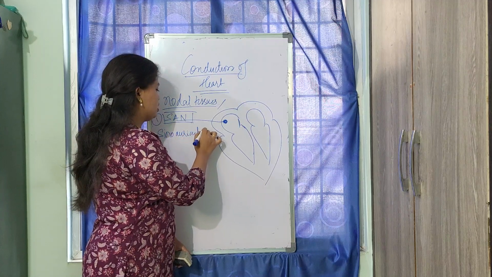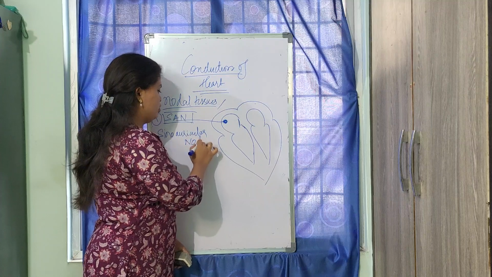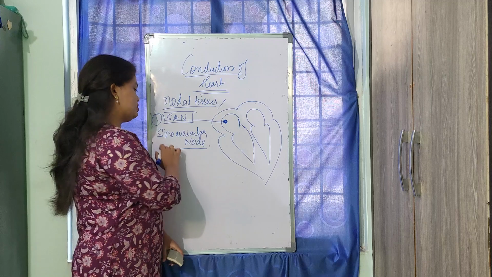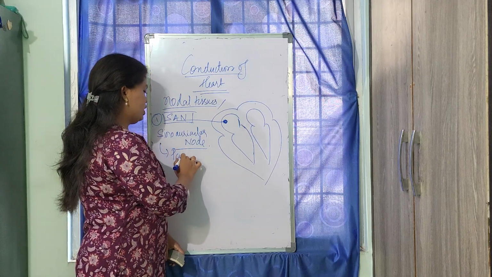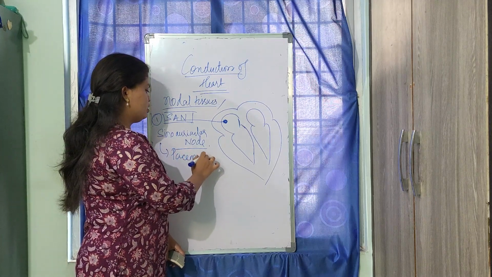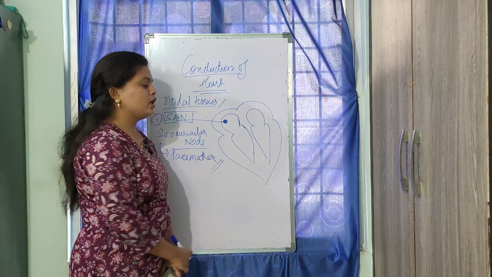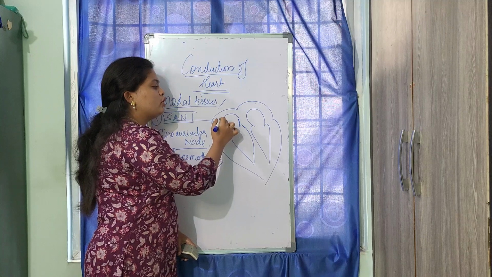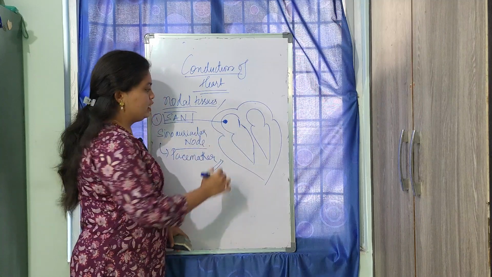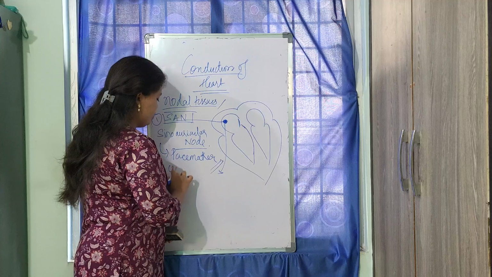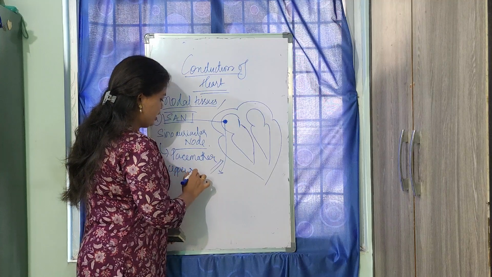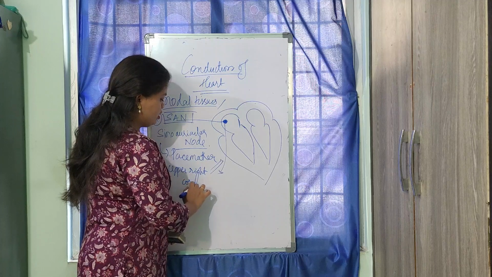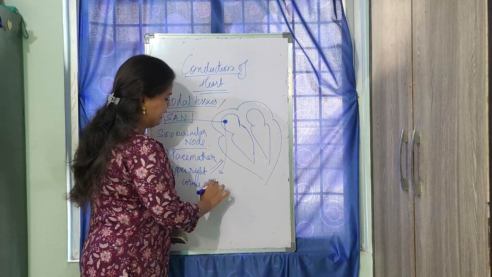sino-auricular node. This sino-auricular node is also called the pacemaker of the heart, and it is situated in the upper right corner of the right atrium.